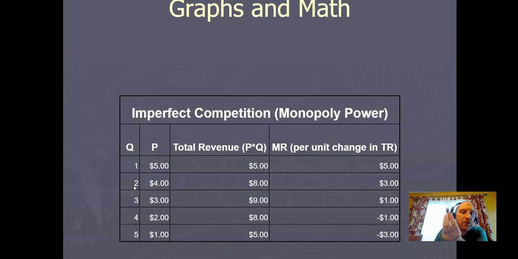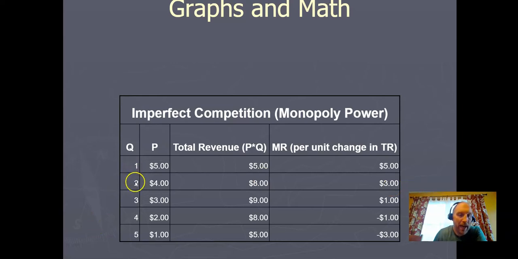So in order to sell 2 products, to sell 2 batteries, I have to lower the price of my product to $4. So now my total revenue is $8. 2 times 4 is $8. So by making this second battery, my revenue went from $5 to $8. So this second battery brought me an additional $3 of revenue. All right. So that's my marginal revenue of this second battery.